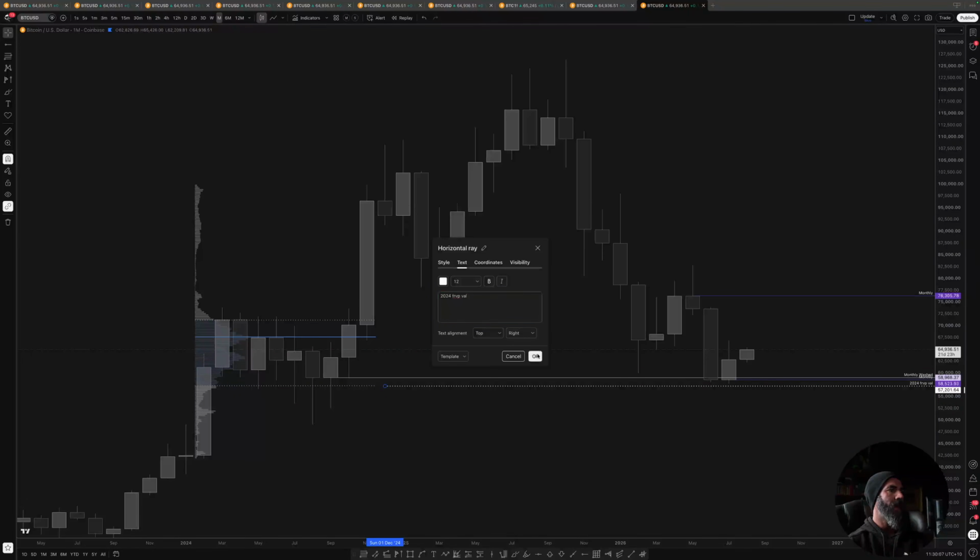And I roughly want to line that up, and straight away we can see what's of a little bit of interest is that we didn't quite hit that level. So with rotation and auction market theory rules, we get acceptance within a value. We're going to come down and we're going to touch it.